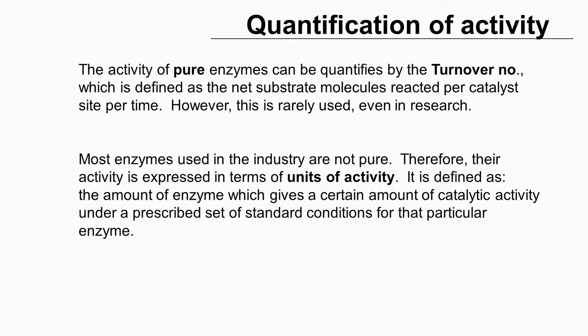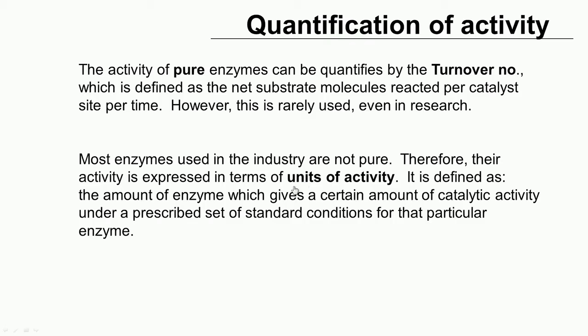Most enzymes used in the industry are not pure, that does not matter. Their activity is expressed in terms of units of activity, right, and this is one of the reasons why we do not look at turnover number, because you need highly pure enzymes to even measure turnover number, which itself is not very straightforward. And on top of that, you have the regular enzymes not being very pure. Okay. So, we settle for something called units of activity.